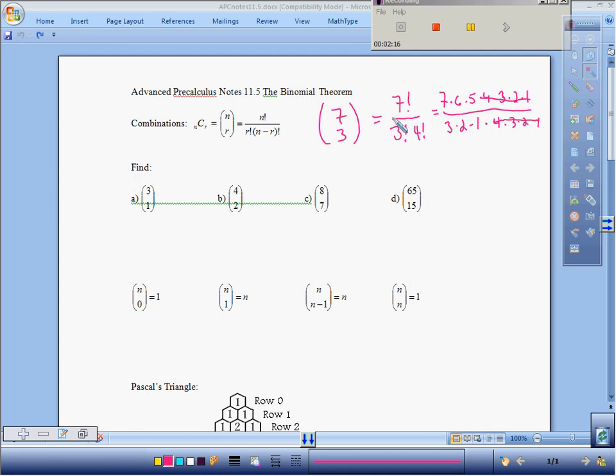Another way you can think about it, this number down here gives you the number of items on the top, the number of numbers that you're multiplying. So if it's 7 combination 3, it's going to be 7 times 6 times 5, and then you're going to divide by the factorial that's down there, right? 3 times 2 times 1.